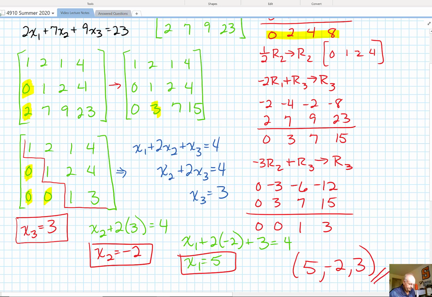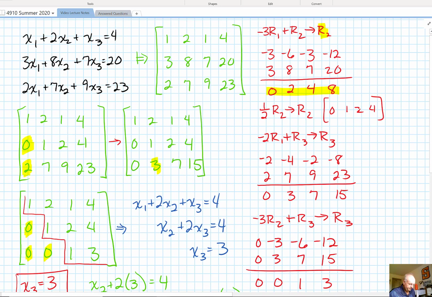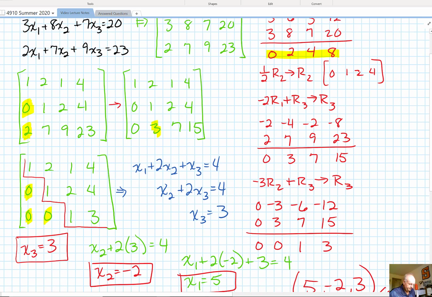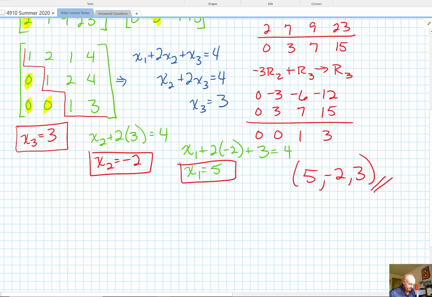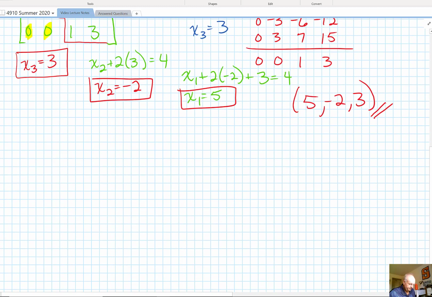All right. So that's Gaussian elimination. It's really just the same elimination, the same idea, but we're doing it in a specific order as described here so that we end up with a matrix in echelon form. And then once it's in echelon form, we can solve it.